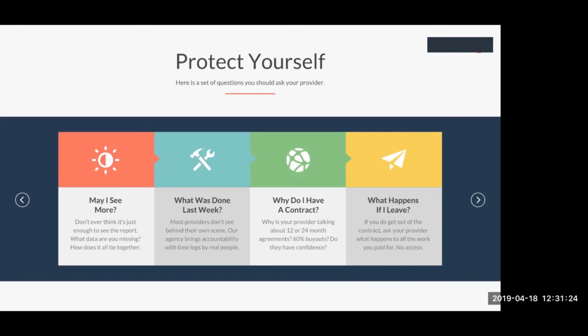Most providers don't let you see behind their magic curtain. Our agency does, and we bring accountability into transparency, because you get to see our time logs, and they're by real people who are in the United States, who you may know. This is one of the greatest things that I think a digital agency provides above a digital provider, is the actuation of work within the entire campaign.